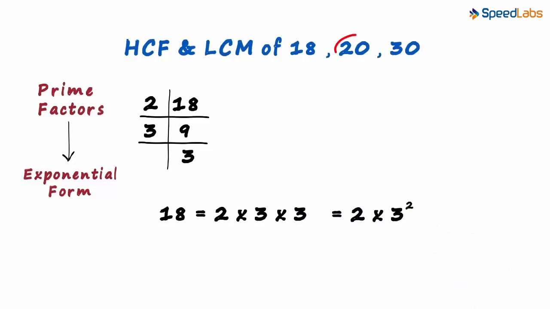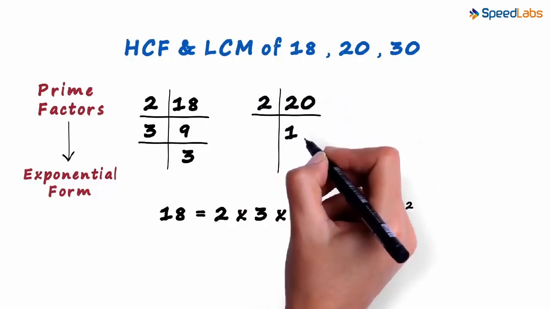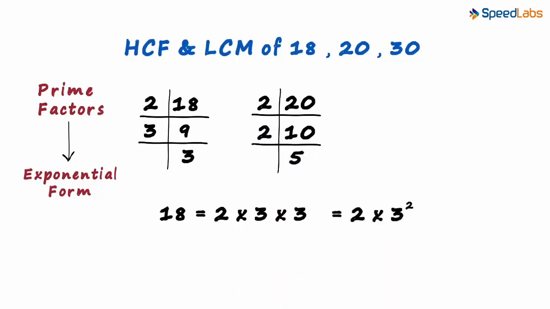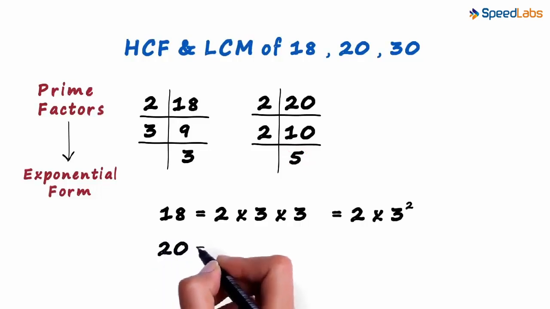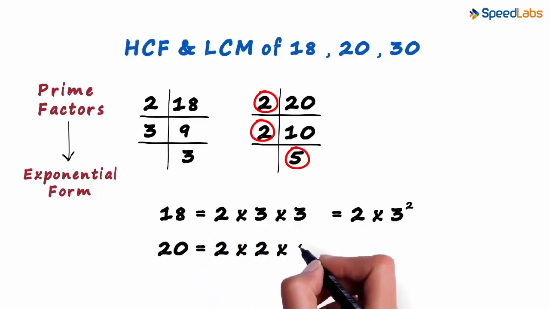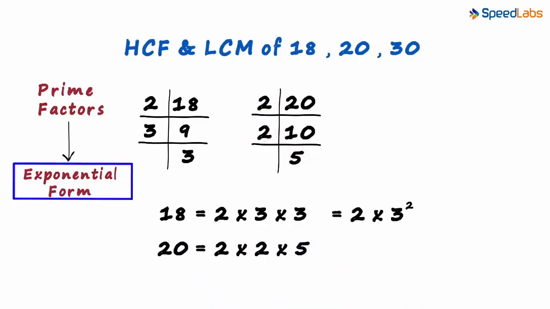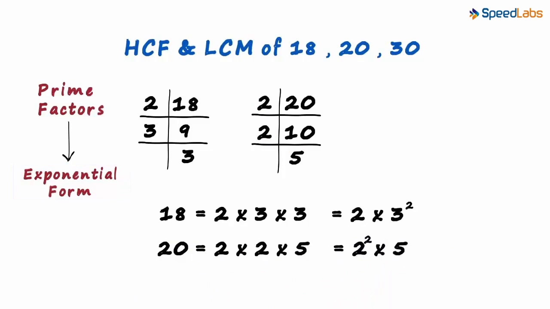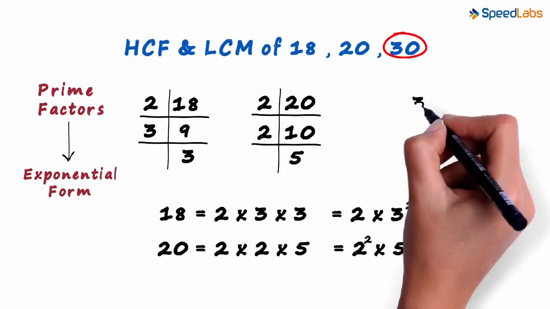Let's move on to the second number, which is 20. It is divisible by 2 and the quotient is 10, which is also divisible by 2. 2 times 5 is 10. We stop here as we got a prime number. 20 can be written as 2 times 2 times 5 and in exponential terms can be written as 2 squared multiplied by 5. And the last number is 30.